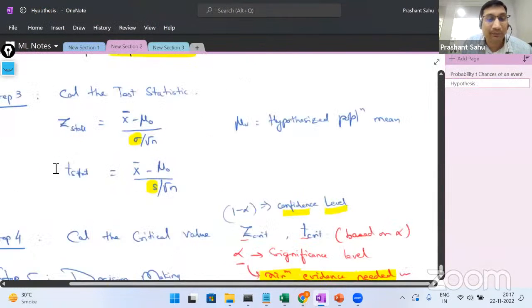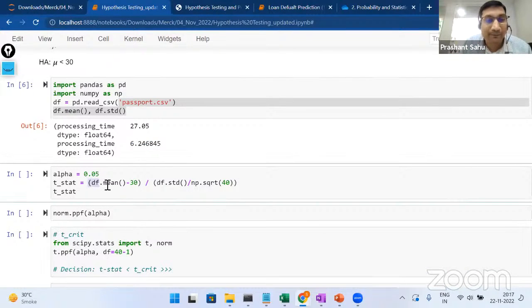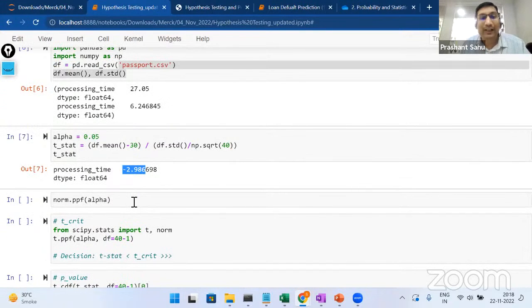So what was the formula for the T-stat? That is X bar, which is the sample mean, minus mu naught, which is the hypothesized population mean, divided by the sample standard deviation and the square root of n. Fine. So let me exactly use that. This is my sample mean. 30 is the hypothesized population mean. This is the sample standard deviation. And I have the square root of n. So I get a test statistic of negative 2.98. Fine. Now what is the next step?